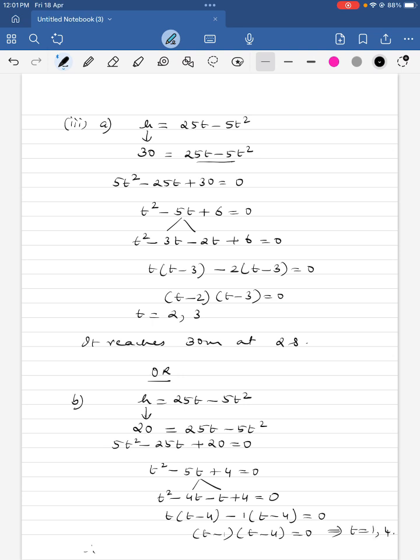So therefore, the two times are 1 second and 4 seconds.